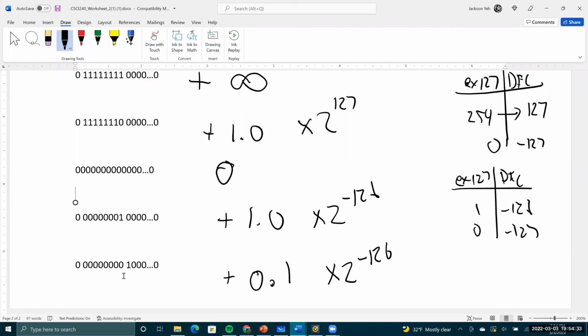So when the exponent is all ones, it's automatically infinite, right? Right, when the exponent is all ones, it can be either infinity or the other thing, not a number, right? We covered that during our review of denormalized numbers.